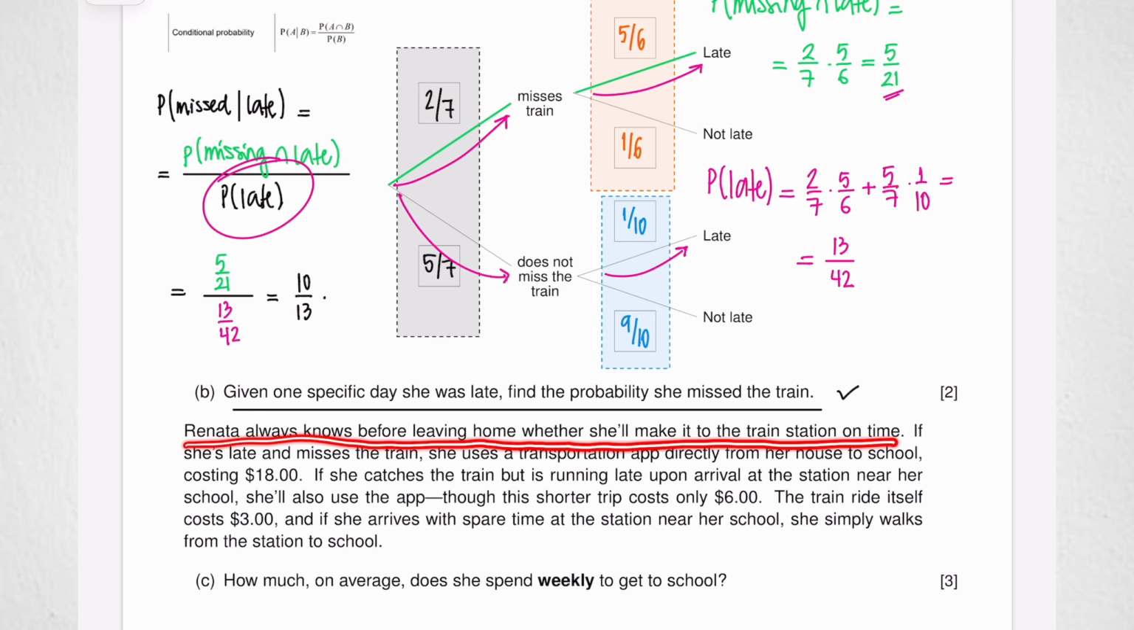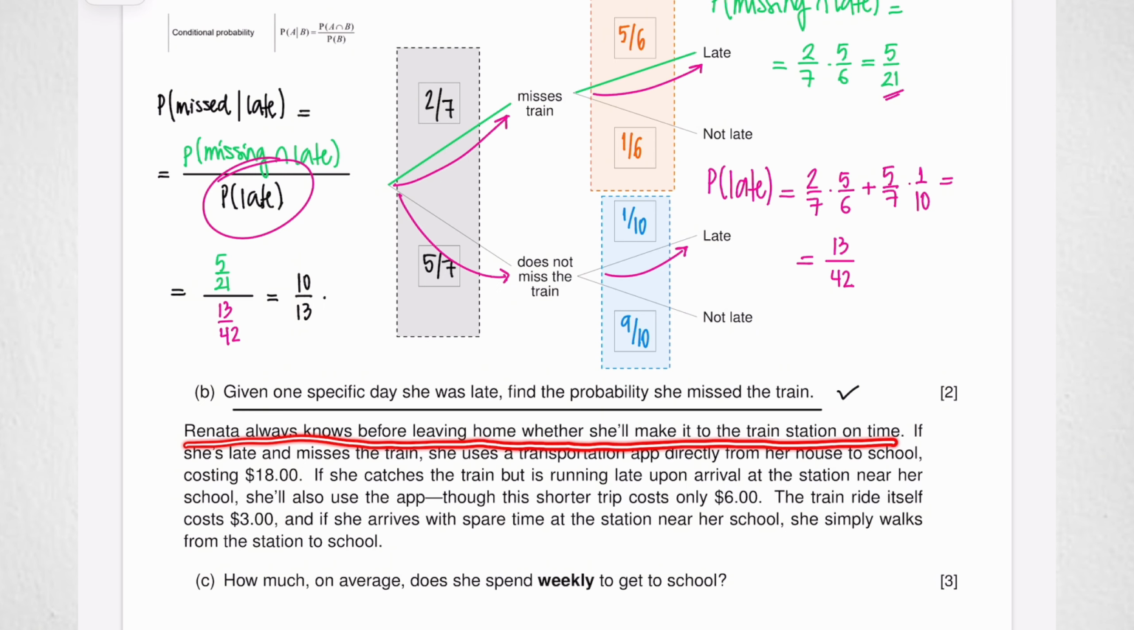But upon arrival, two things might happen. She gets to the train station near school and she's still late, so she needs to call or use a ride-sharing app, which costs $6, or she did get on time using the train and she just walks to school. Knowing that the train ride itself costs $3, how much on average does she spend weekly to get to school?